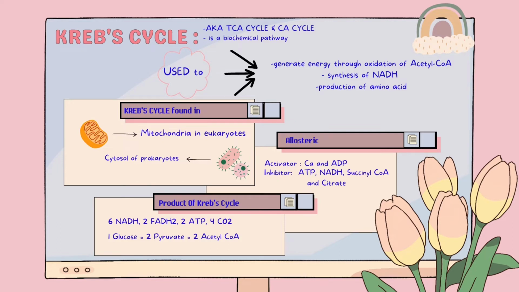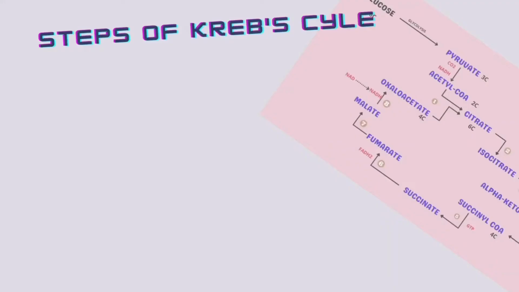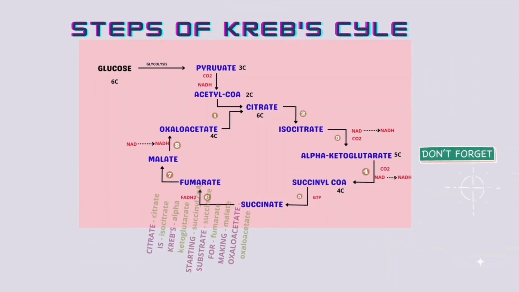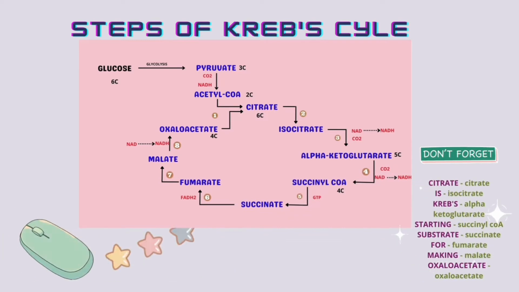For the allosteric activators in Krebs cycle is calcium and ADP, while the allosteric inhibitors are ATP, NADH, succinyl-CoA, and citrate. The products of Krebs cycle are 6 NADH, 2 FADH2, 2 ATP, and 4 carbon dioxide. So 1 glucose will equal to 2 pyruvate, and 2 pyruvate will equal to 2 acetyl-CoA. So these are the steps in Krebs cycle that you need to remember, which involves 8 steps.